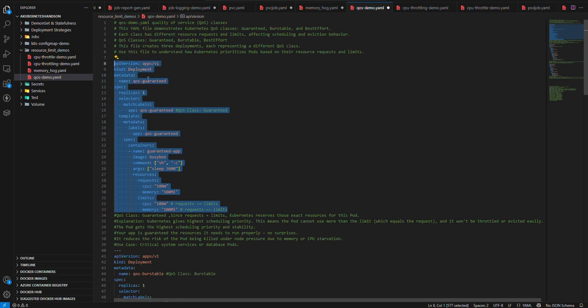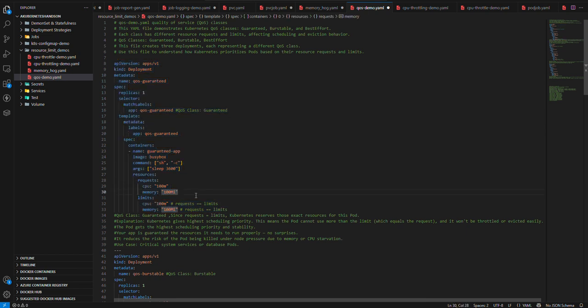So basically, there is one deployment, and in the deployment, the important reason we are calling it guaranteed is that your request and limits are both the same. Your CPU request is 100 millicore, CPU limit is also 100 millicore. Memory request is 100 MB, memory limit is 100 MB. So request is equal to the limit. This kind of resource setting is called QoS class guaranteed.